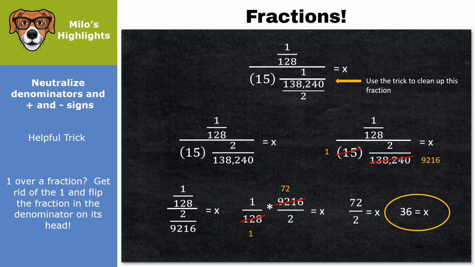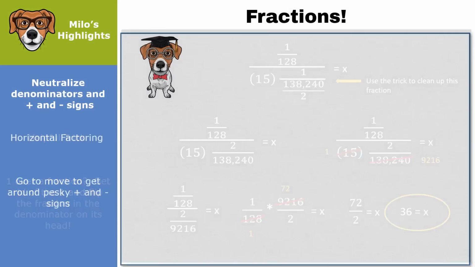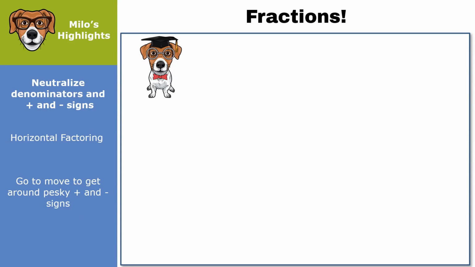Very, very nicely done. Okay, finally, let's take a look at horizontal factoring. Now, if you've never heard of horizontal factoring, that's because Milo just made it up. But it totally describes what happens, and most importantly, it works. In fact, horizontal factoring is so common on the test that it will be your number one way to get around those pesky plus and minus signs, and it works like this.